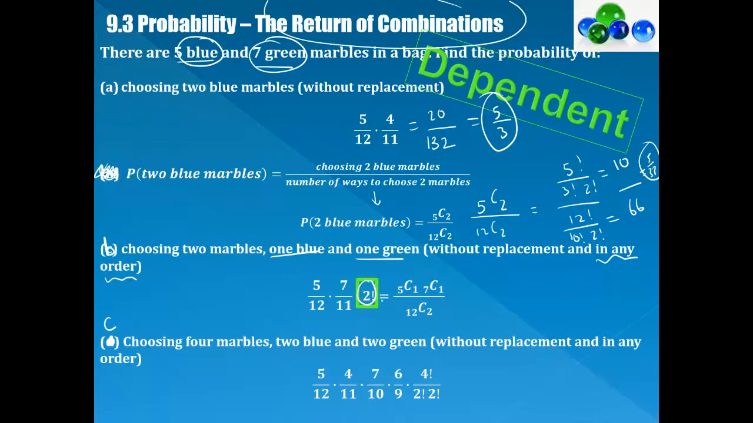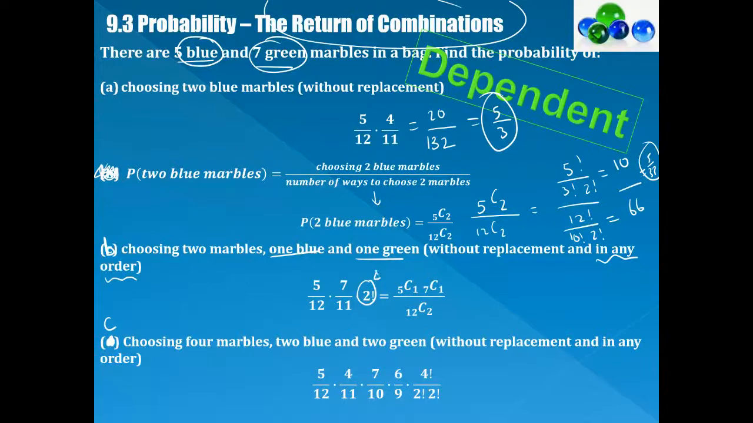2 factorial. That's the any order piece, right? And think about how multiplication works. This could be 5 over 12 times 7 over 11, or 7 over 12 times 5 over 11. That's not going to change anything, right? I can swap these numerators. Multiplication can happen in any order.